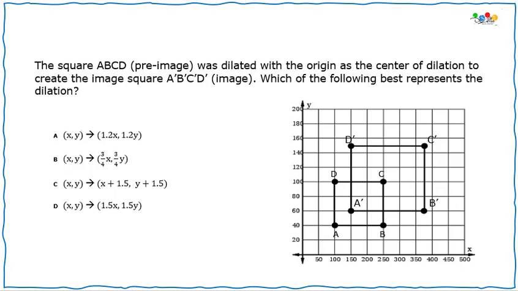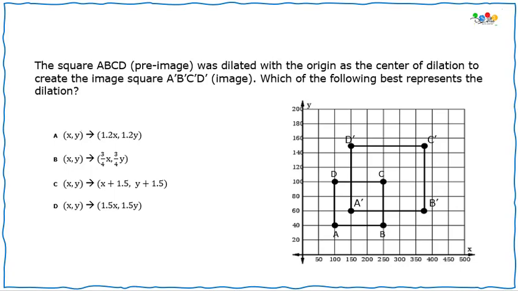The square ABCD pre-image was dilated with the origin as the center of dilation to create the image square A'B'C'D'. Which of the following best represents the dilation? If you notice, there's no number in my problem right now that gives me the scale factor. Do you see that? So more than likely I'm going to need to find the scale factor.